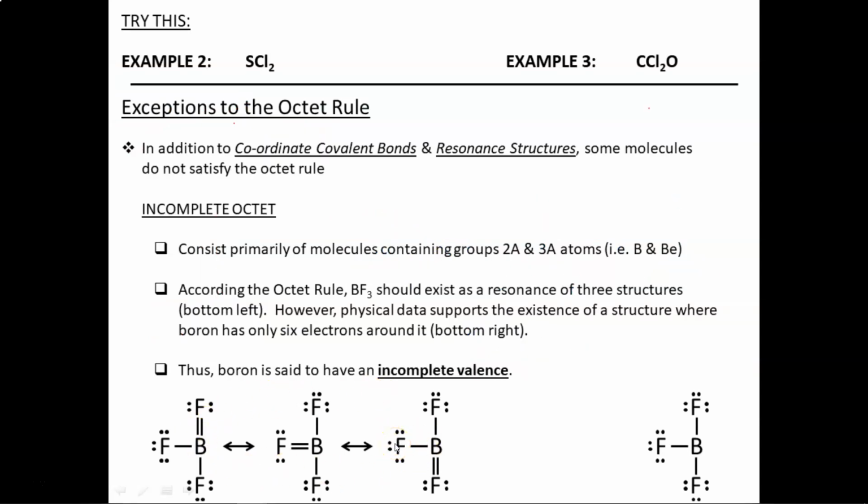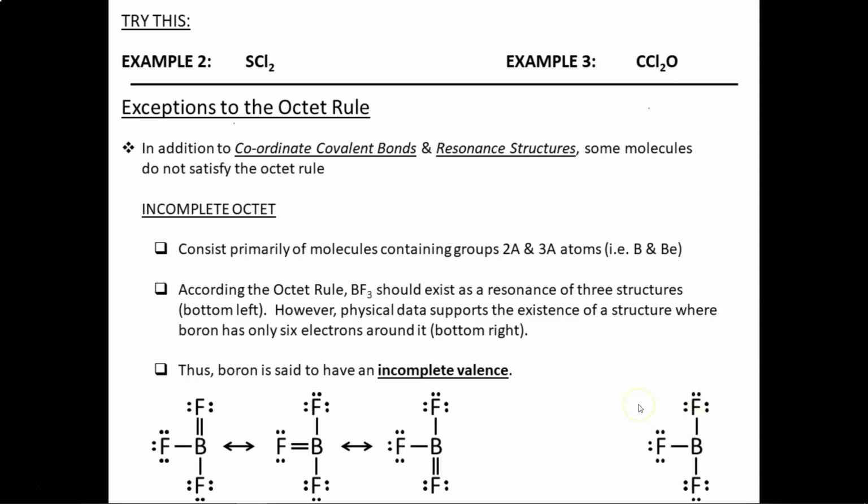You see, through experimentation, we found that the data seems to indicate that boron trifluoride actually looks more like this. As you can see, boron only has 2, 4, 6 valence electrons around it, and yet it's stable. So this is one of those situations where nature is not going to follow our rule, specifically the octet rule. So we had to come up with an exception to the rule. We call this the incomplete octet or incomplete valence, where certain elements can be stable with less than 8 valence electrons.